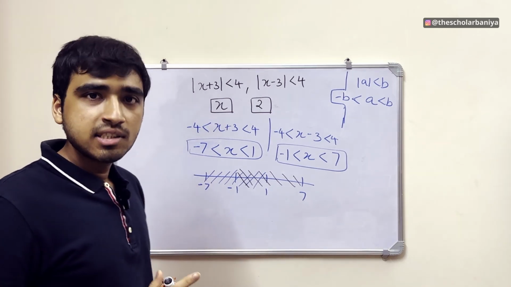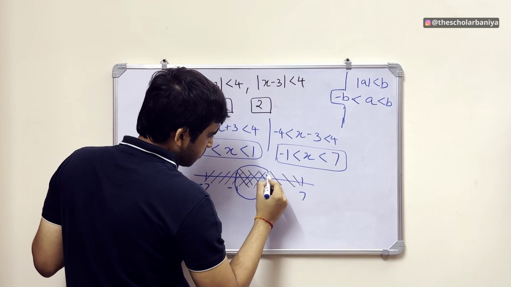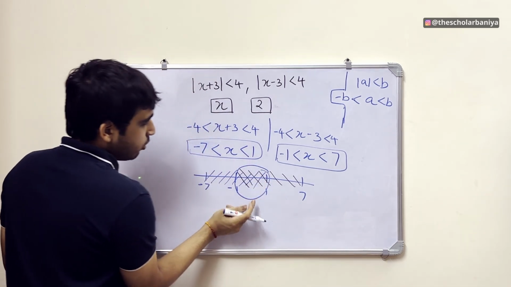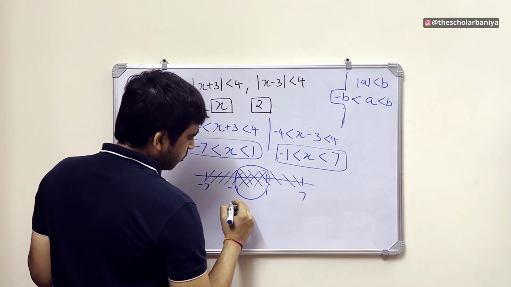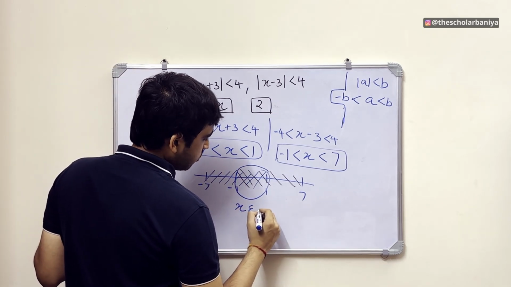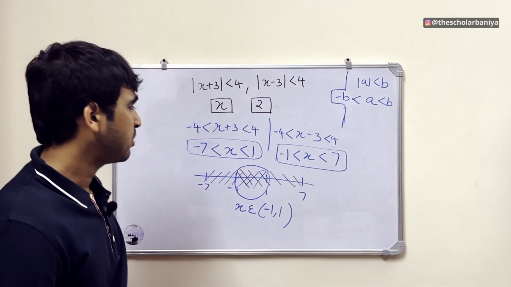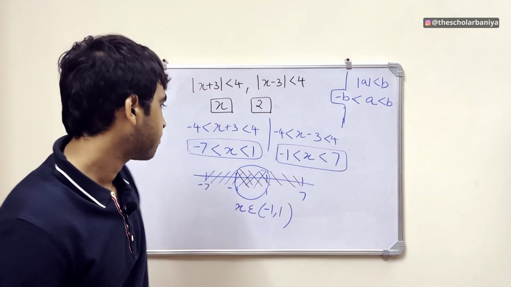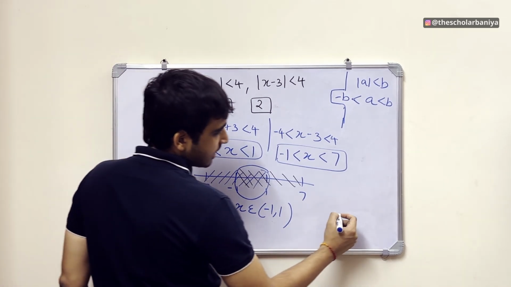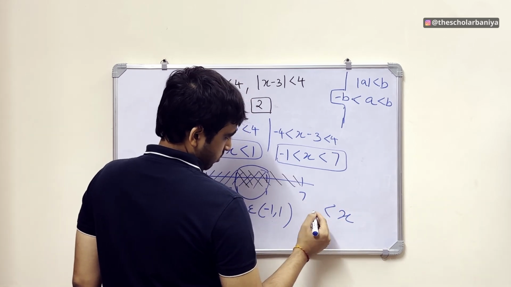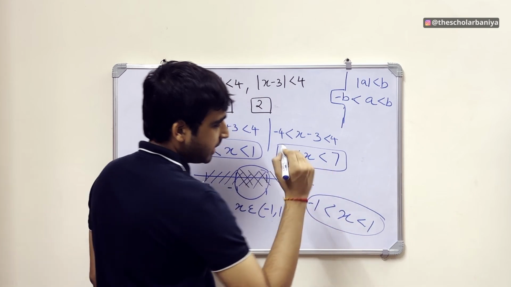So the only common solutions between both of them is this part, right? So that means x belongs to -1 to 1. I don't think there should be any problem in this, right? So that means x can have a value greater than -1 and less than 1, right?